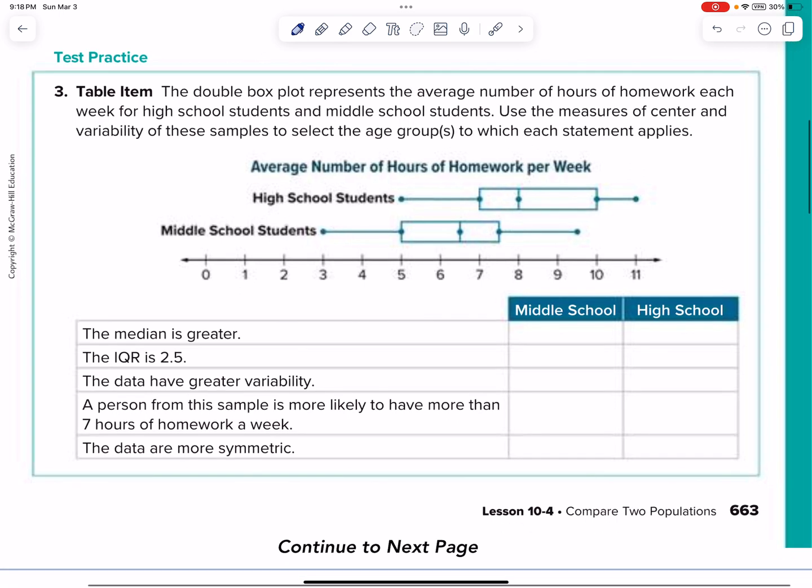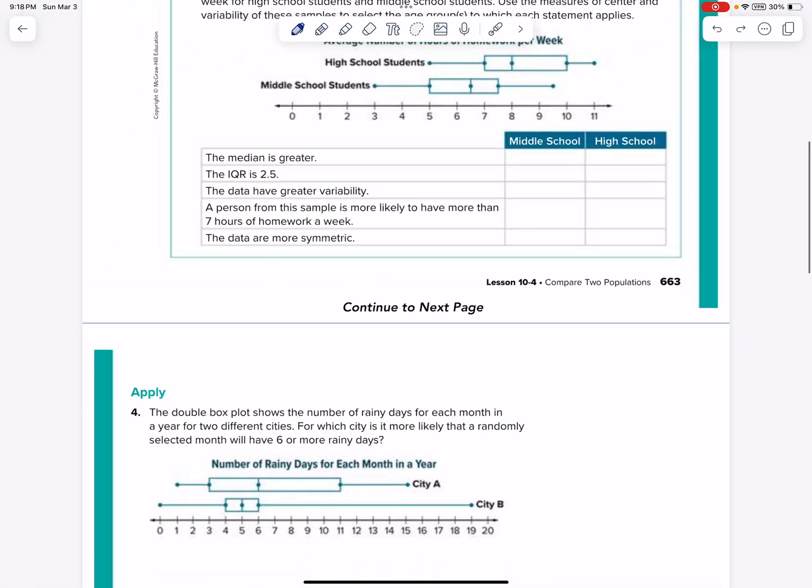And then number 3 says this double box plot represents the average number of hours of homework each week for high school students and middle school students. They want you to use the measure of center, which in this case is going to be the medians, right? And the variabilities, which for this one is going to be the IQRs, to select the age group or groups to which each statement applies. So make a check or an X if it's true or not true. So the median is greater in middle school or high school, and so on. Go ahead and analyze those and make your check marks.